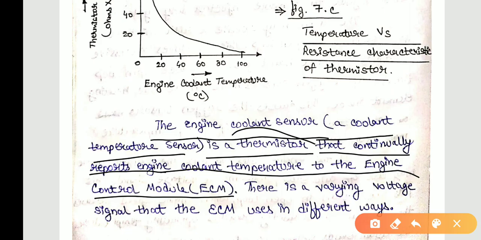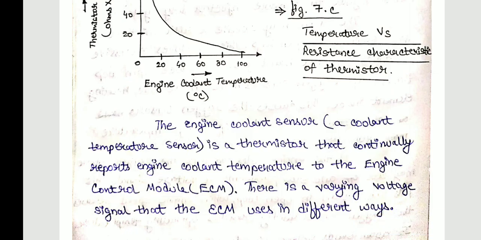So what is a thermistor? A thermistor is basically a resistance thermometer whose resistance is dependent on temperature, right? So depending on the temperature, the resistance will vary. Now see, the engine coolant sensor is a thermistor that continually reports engine temperature.